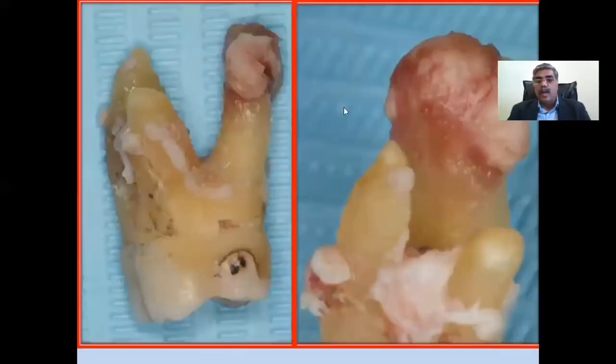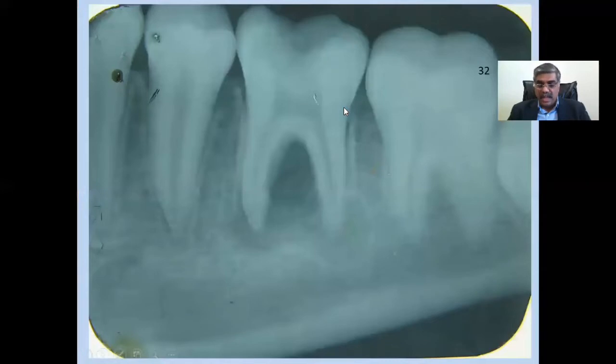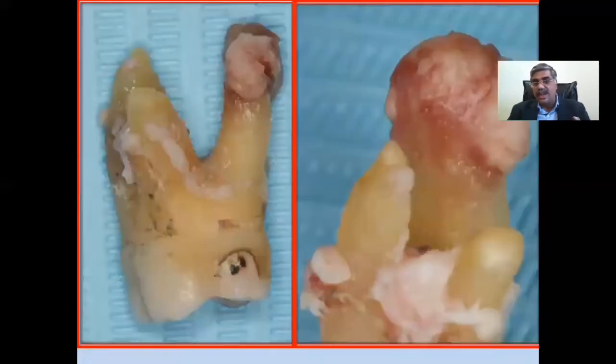And periapical granuloma clinically is a collection of granulation tissue attached to the root apex. So this is a classical periapical granuloma attached to the palatal root of a maxillary molar.